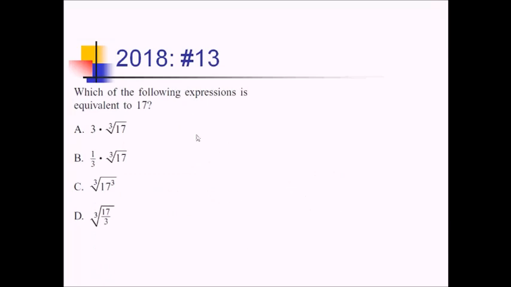For number 13, they want to know which of these expressions is equivalent to 17, and you're not allowed to use a calculator to plug any of these in. Now, if you look at all these, we're doing various things with 17 and the number 3. Here we're multiplying and cube rooting. Here we're basically dividing by 3 and cube rooting. Here we're cubing and cube rooting. And then down here, now we're cube rooting and then dividing by 3.